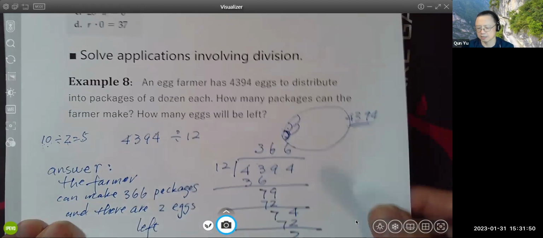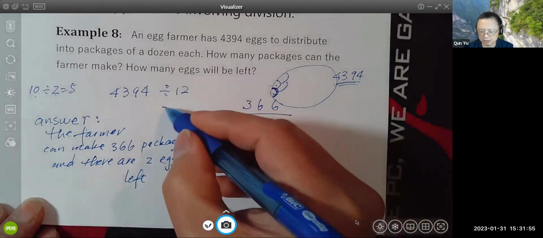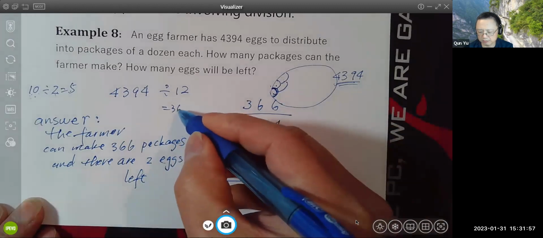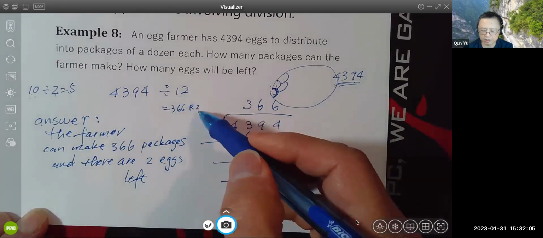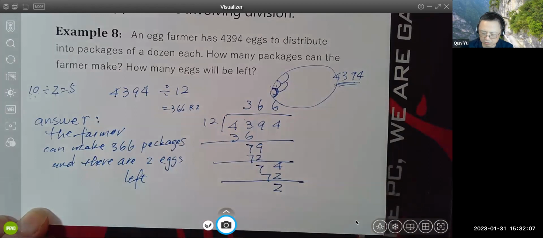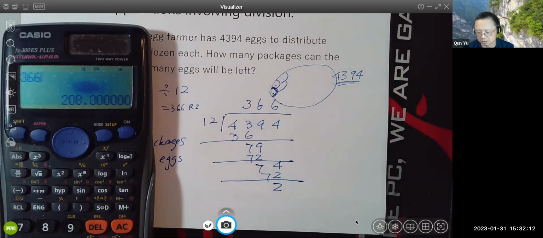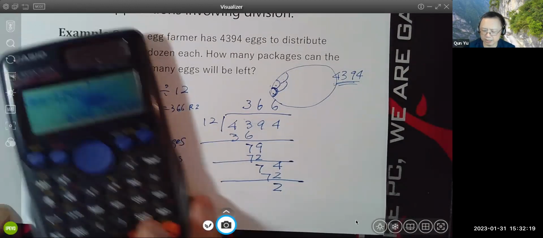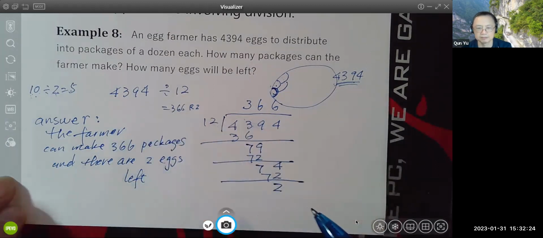And that's our answer. Let's do a quick check to see if it is right or not. Division gives us 366 with a remainder of 2. We did this check before. We multiply these 2 numbers together and add the remainder. It should be equal to the first number to be correct. So let's do that. 366 times 12, then plus 2 equals 4,394. We get the correct answer.